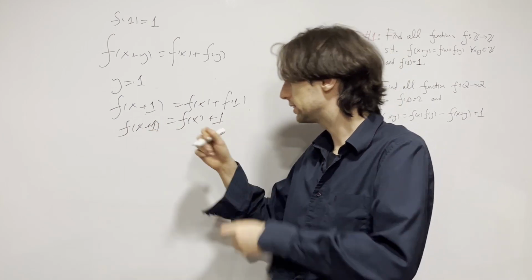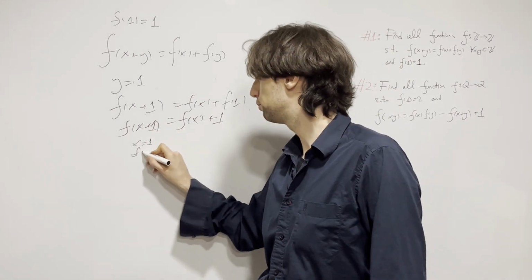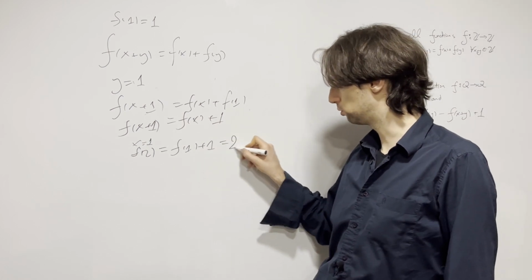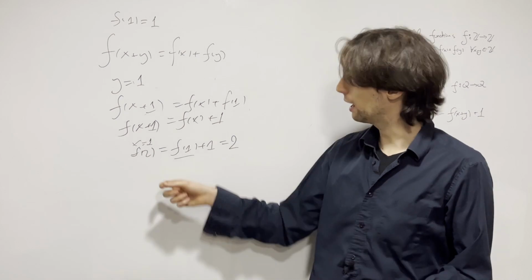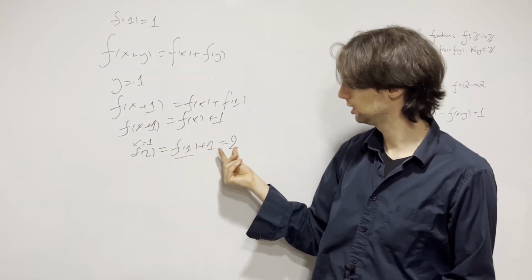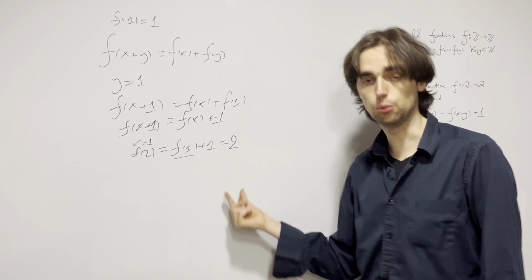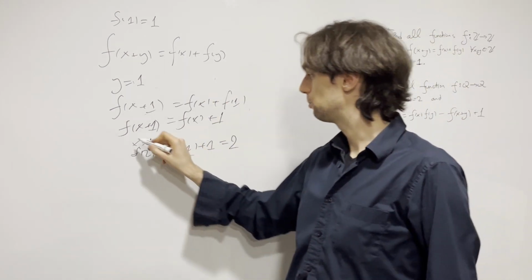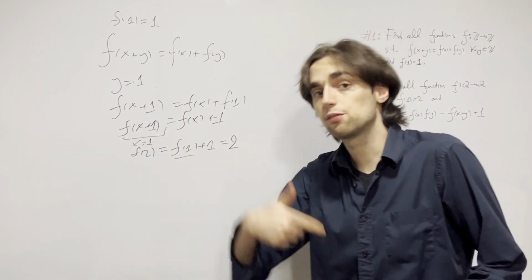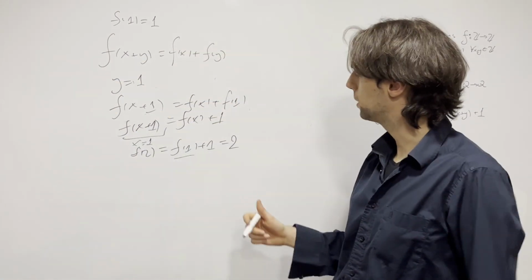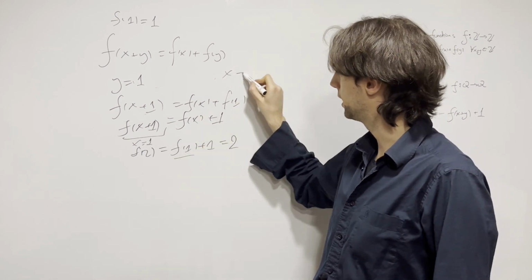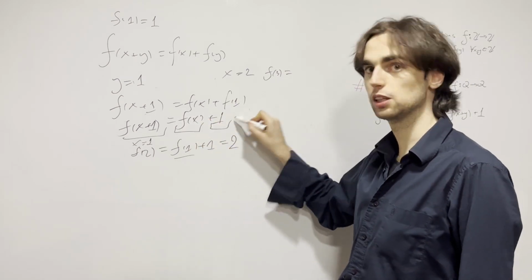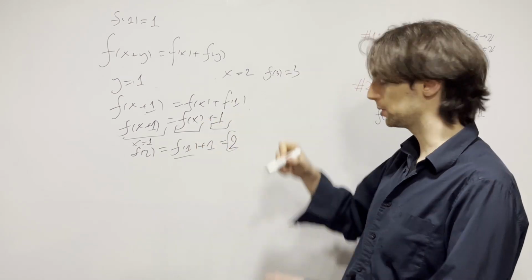Now we plug in, say, x equals 1, and we get f of 2 is equal to f of 1 plus 1, which is equal to 2, because f of 1 is 1. That's what matters. And then we have f of 2 is equal to 2. Furthermore, if we want to get f of 3, what is the thing that 3 maps to? We plug in x equals 2, and we get f of 3 is equal to f of 2 plus 1, which is 2 plus 1, which is 3.